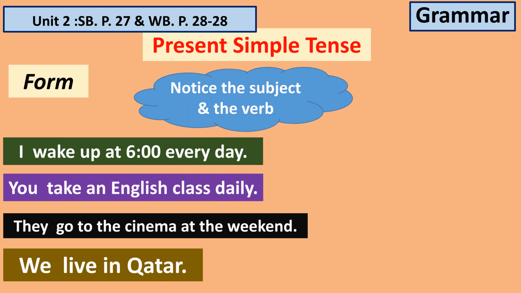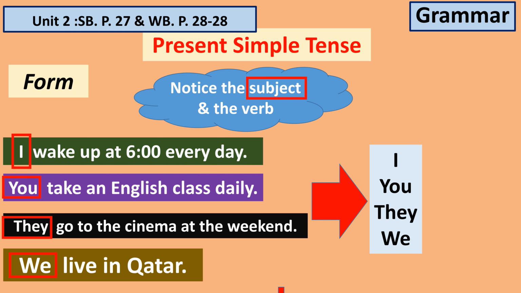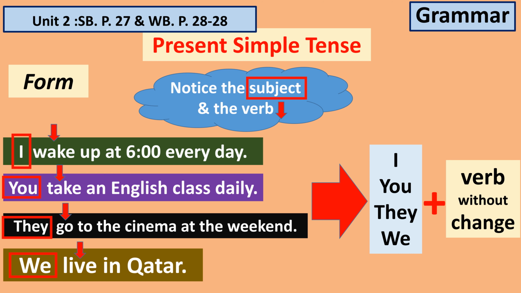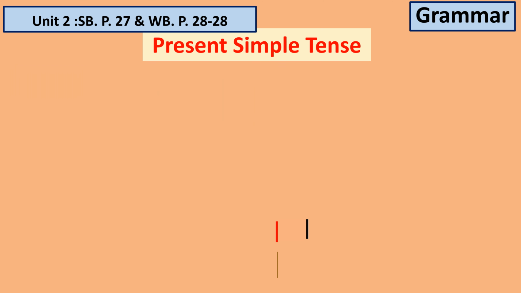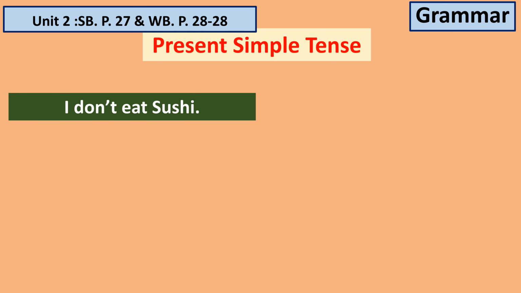How do we form this? How do you form it? Notice first, as I always say to you, any sentence should have a subject: I, you, they, we in the given examples. After that I have the verb: wake, take, go, and live. Notice that we have the verb without change. Okay, now let's move on.